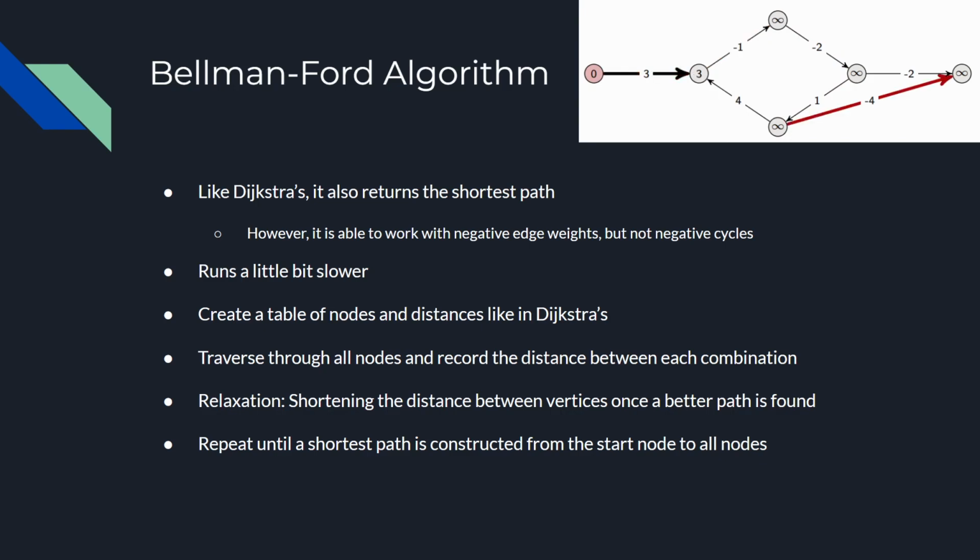It's a little bit slower, but in exchange for the extra computational time and comparisons, it is able to work with negative edge weights. Much like Dijkstra's algorithm, it creates a table of nodes and distances, and then it traverses through all of these nodes and records the distance between each combination. This is really important for the next step that's known as relaxation. Relaxation will compare these different distances and choose the one that's the most optimal. So that means that if it traverses a negative edge weight, that will be prioritized. This algorithm will continue running until the shortest path is constructed from the start node to all of the nodes possible.